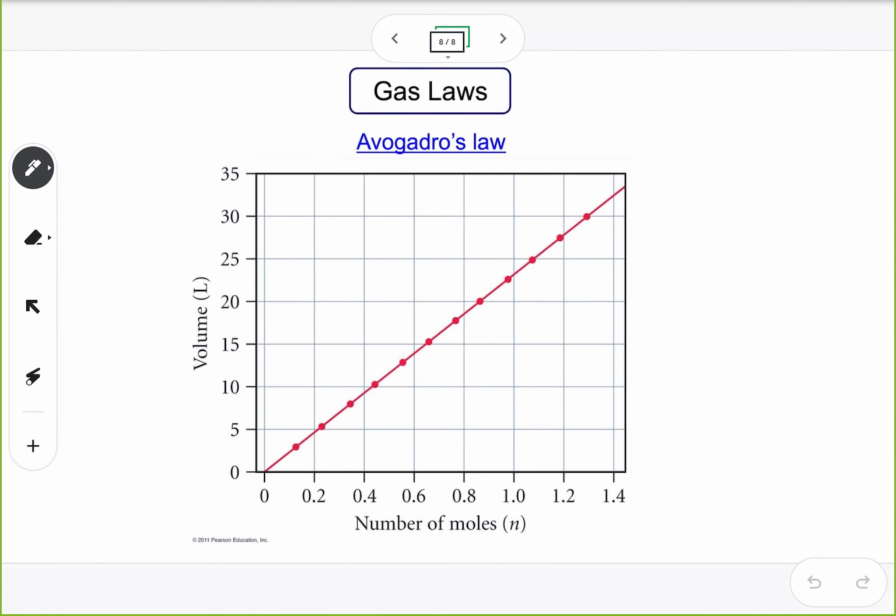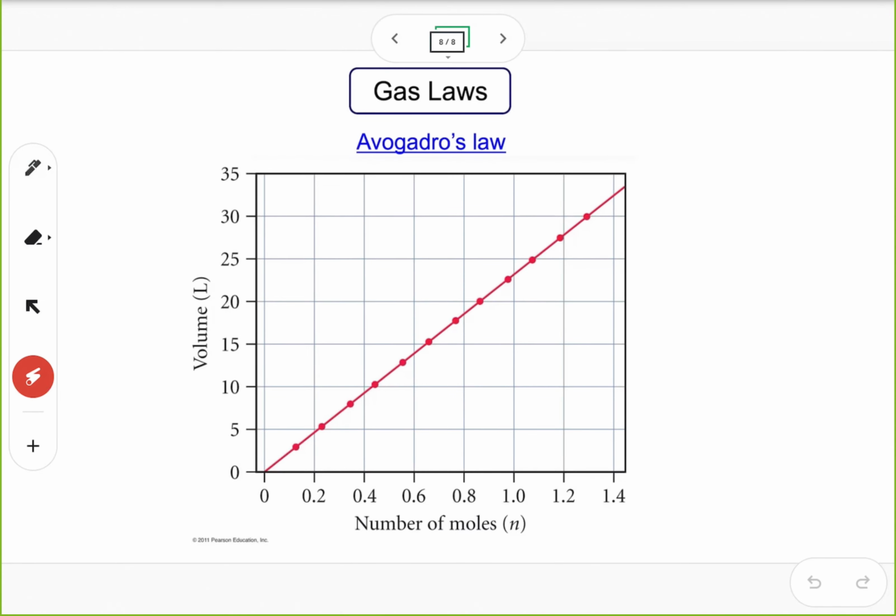The last one here is Avogadro's law. This law is about the connection between the volume and the mole number. The picture shows us this trend very clearly. If you have more moles, then the volume will increase. This is quite obvious, right? Because when you increase the mole number, that means you are increasing the number of gaseous molecules. When you increase the gaseous molecules, of course, the volume will expand.